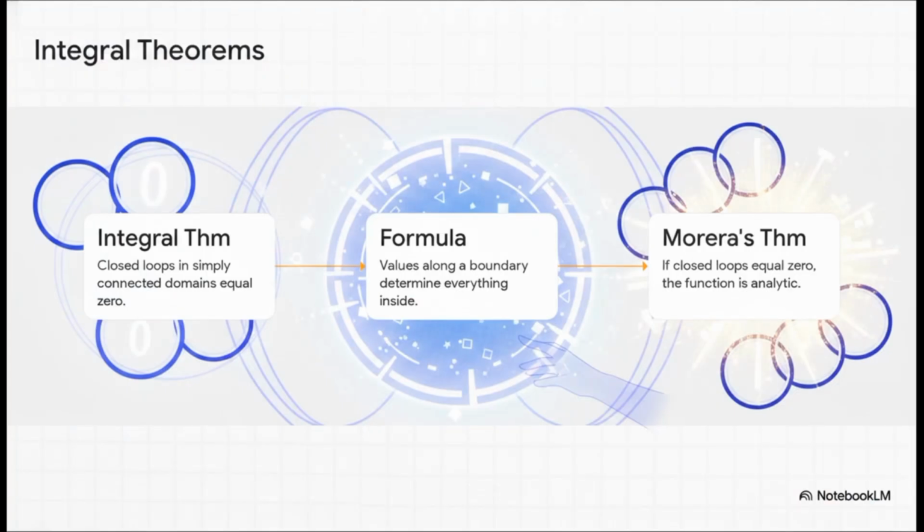Now, if we draw paths and integrate through these fields, we get this deeply satisfying logical progression. First, Cauchy's integral theorem tells us that integrating along a closed loop in a simply connected domain gets you exactly 0 every time, which leads right to Cauchy's integral formula, proving that the values along a boundary completely and magically determine everything inside that boundary. And then Morera's theorem flips it in reverse. If your closed loops always equal 0, your function is definitely analytic. It's a flawless loop of logic.